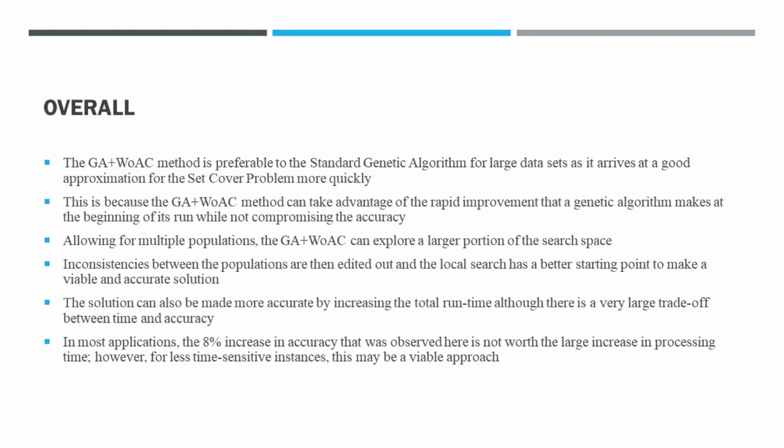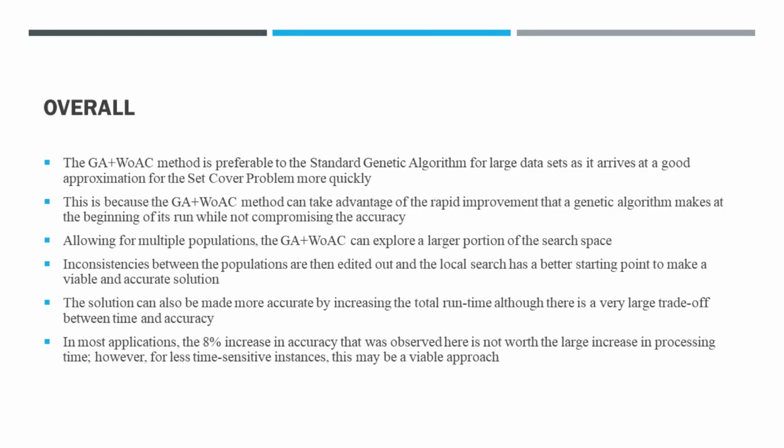So overall, what can we draw from these 2 experiments? So the genetic algorithm plus wisdom of artificial crowds method is preferable to the standard genetic algorithm for large data sets as it arrives at a good approximation for the set cover problem more quickly. This is because the genetic algorithm with wisdom of artificial crowds method can take advantage of the rapid improvement that a genetic algorithm makes at the beginning of its run while not compromising the accuracy.